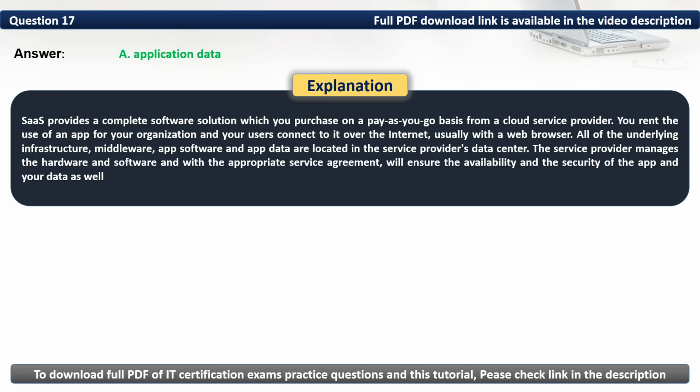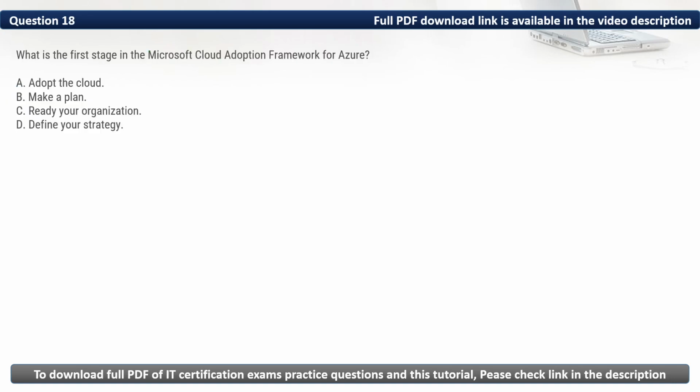All of the underlying infrastructure, middleware, app software, and app data are located in the service provider's data center. The service provider manages the hardware and software, and with the appropriate service agreement, will ensure the availability and the security of the app and your data as well.